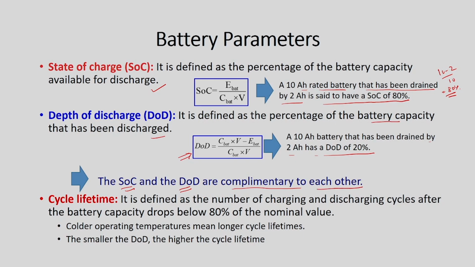Also, we need to define one more terminology called cycle lifetime, which is defined as the number of charging and discharging cycles after which the battery capacity drops below 80% of the nominal value. This battery cycle life again depends on the operating temperature. Colder operating temperature means longer cycle lifetime. And the smaller the DOD, the depth of discharge, the higher the cycle lifetime. These are important observations on how cycle life is affected by temperature and DOD.